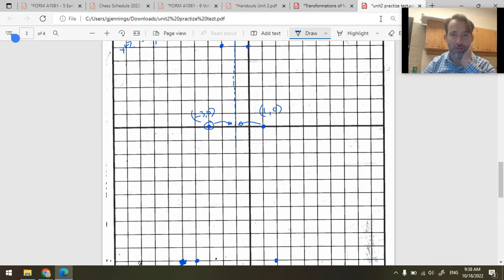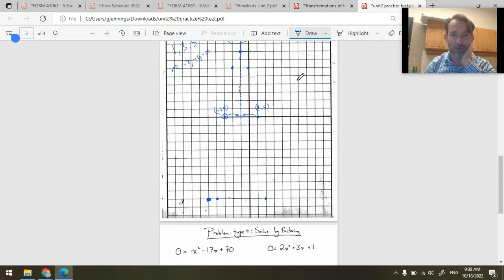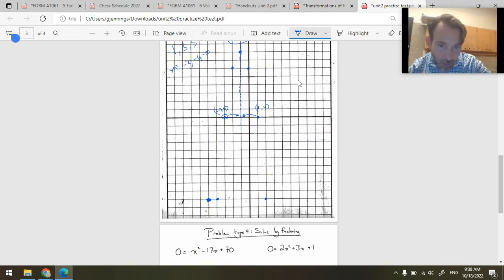All right, now I'm going to zoom out so I can draw a beautiful curve through all of these points.